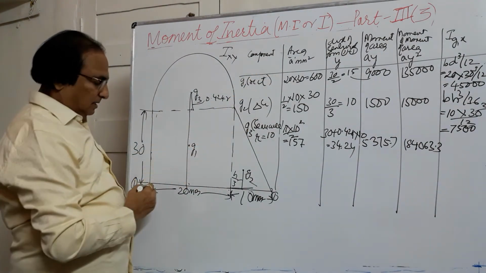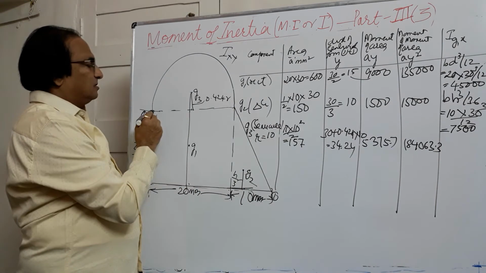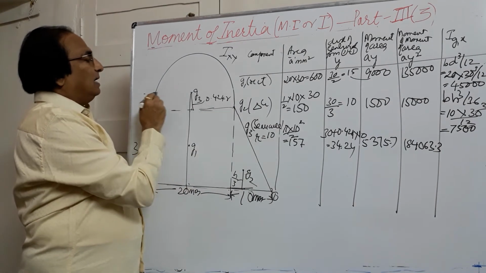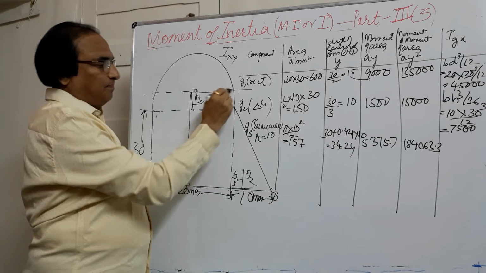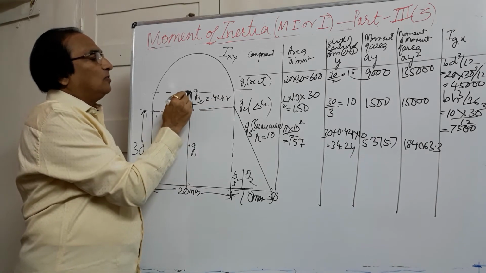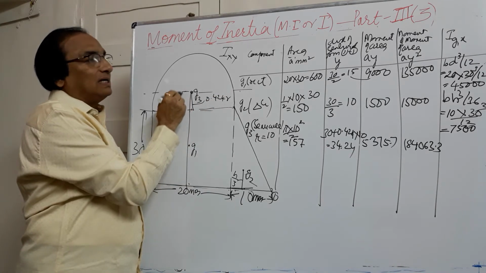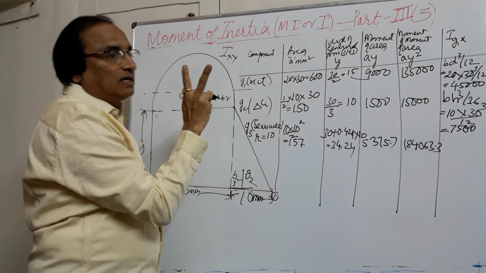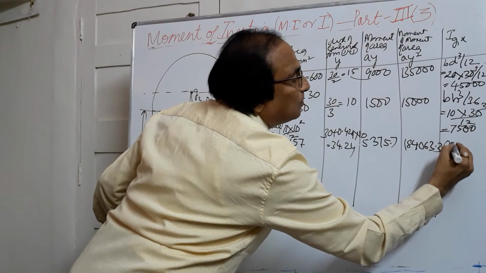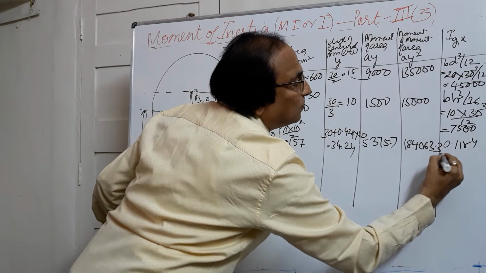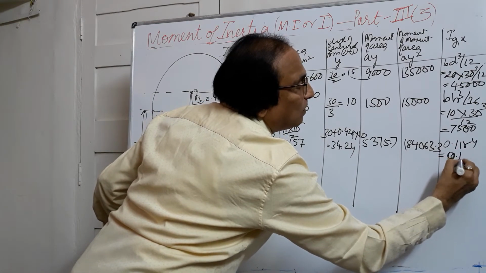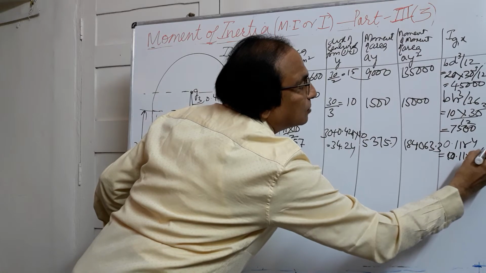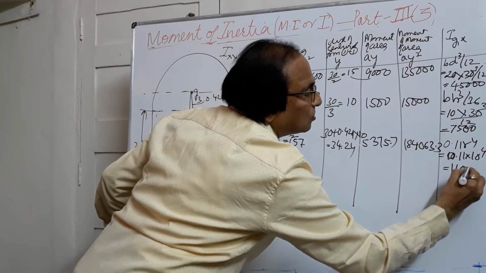Now here this is my 1, 1, this is my diameter, and if I draw an axis parallel to 1, 1, this axis what I am doing through the centroid is parallel to the diameter, and if it is parallel to the diameter, the moment of inertia is given by 0.11 r raised to 4. So this will be 0.11, r is here 10 raised to 4, this will be 1100.